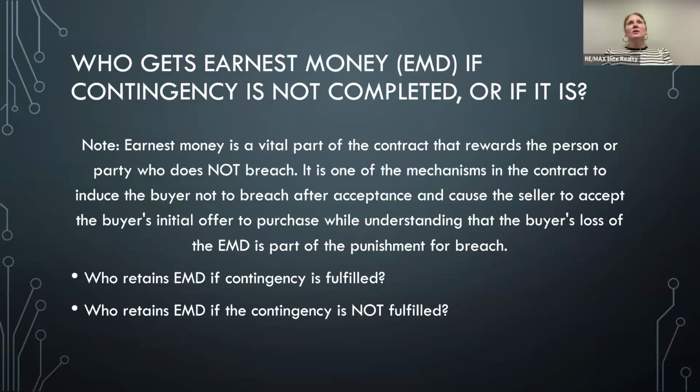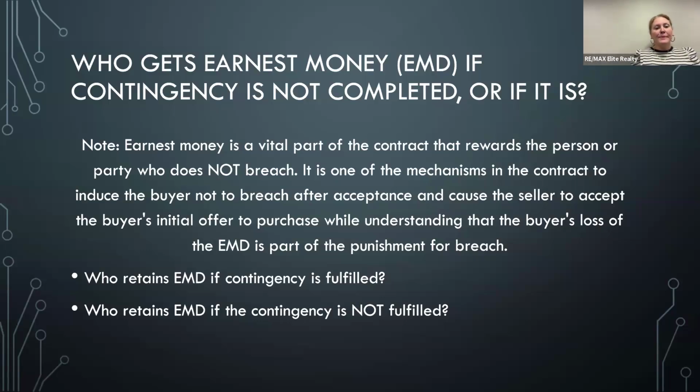So the next thing is, who gets the earnest money if the contingency is not completed, or if it is. Note here that the earnest money is a vital part of the contract that rewards the party who does not breach. It is one of the mechanisms in the contract to induce the buyer not to breach after acceptance, and to cause the seller to accept the buyer's initial offer to purchase, while understanding that the buyer's loss of the earnest money is part of the punishment for breach. I could have put punitive damages there, but it's more of a remedy.